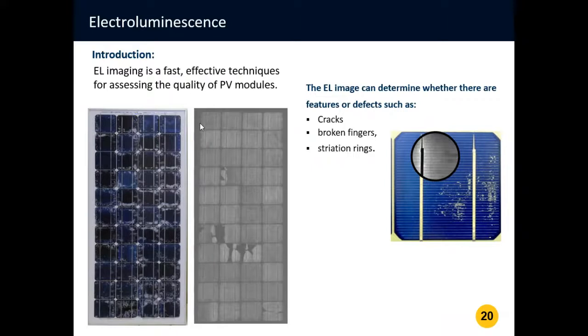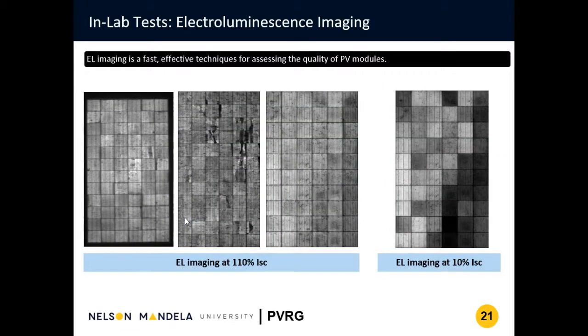Electroluminescence is detected when you forward bias a PV module. It then will emit light in a region that can be detected by your EL camera. Any areas of the module that are not electrically connected will appear dark, and the rest of the module will show up as light. As I said, it has become a very important technique in assessing the quality of PV modules.